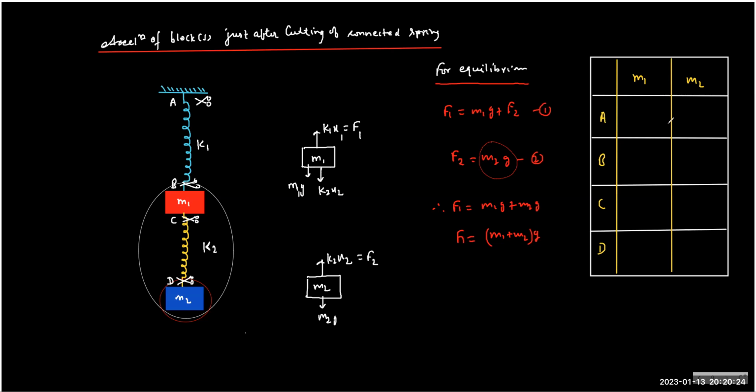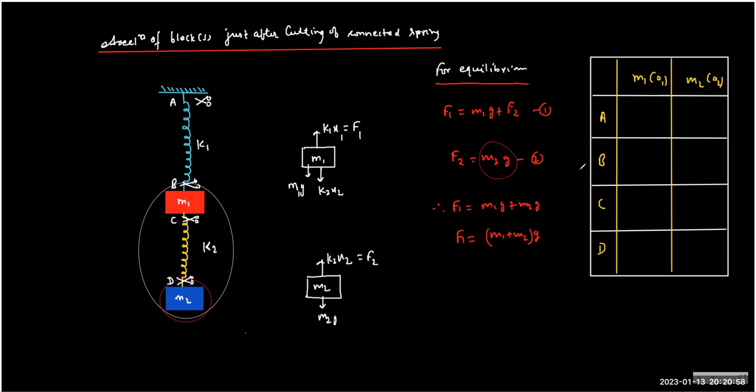Which means if I cut at A, what will be the acceleration of M1, M2? I would like to find the acceleration of M1, M2 just after you cut. Now, what I said in the last lecture is that when you cut a spring, the spring force remains intact, because the spring force cannot change immediately. If it is acting by some force, that force will continue to act even though you cut the other end.